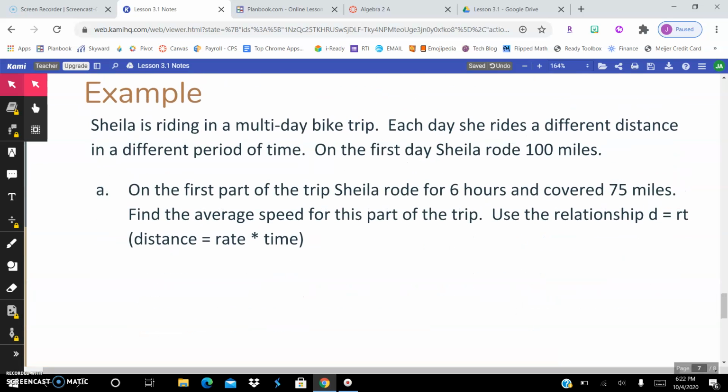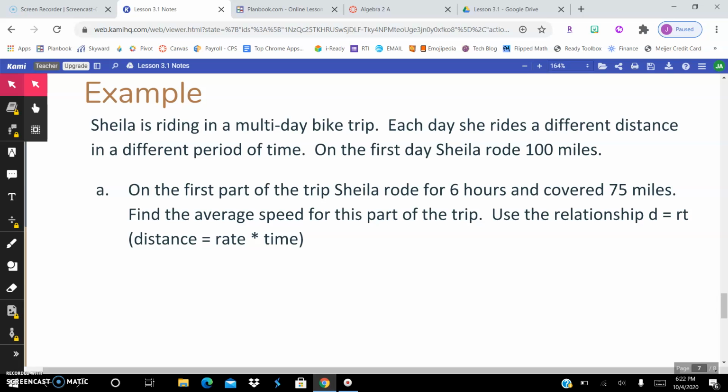All right, another example. Sheila is riding in a multi-day bike trip. Each day she rides a different distance in a different period of time. On the first day, Sheila rode 100 miles. So for part A, on the first part of the trip, Sheila rode for 6 hours and covered 75 miles. Find the average speed for this part of the trip. Use the relationship D equals R times T, which stands for distance equals rate times time.